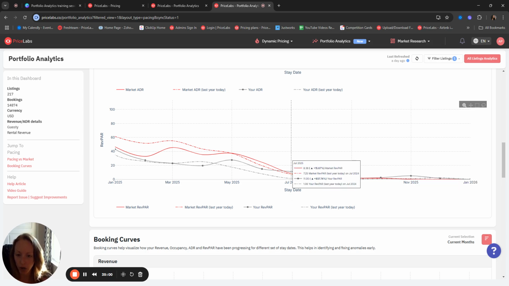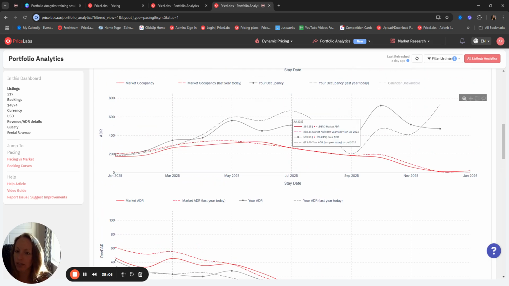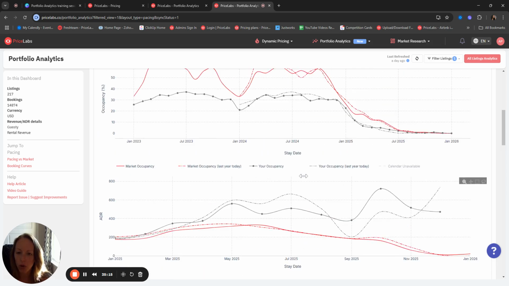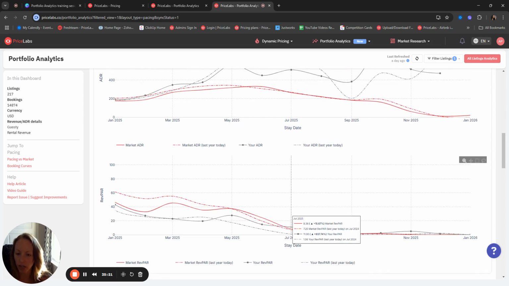Now, July is one I also see kind of popping ahead of yourself and ahead of the market. So again, I'm going to come up here and see that maybe it's being primarily driven by ADR. However, when I look at the ADR compared to last year, I'm actually lower. So maybe when I look at July, my occupancy is up. So that looks like it's being driven by occupancy.